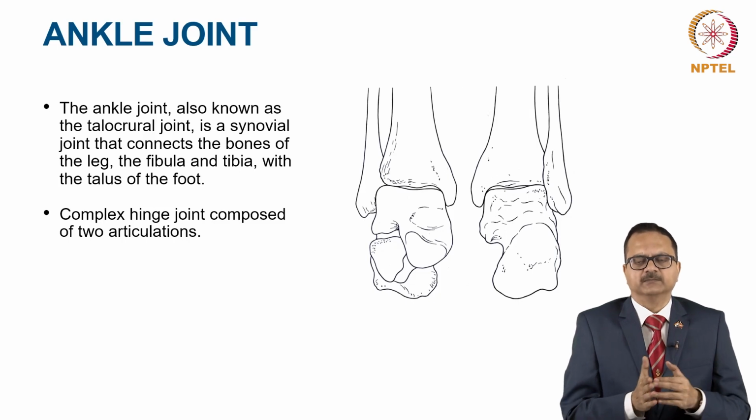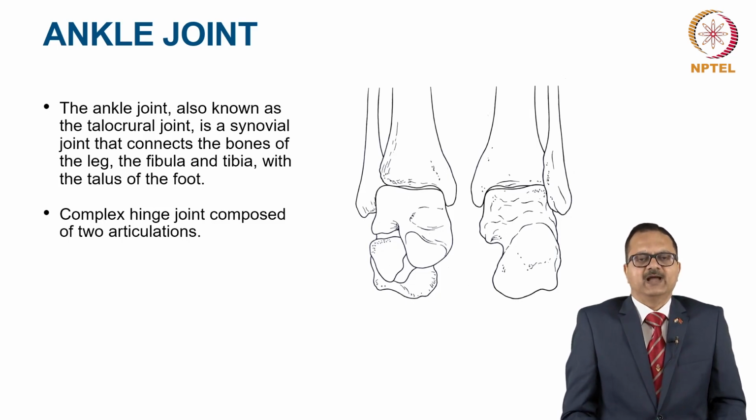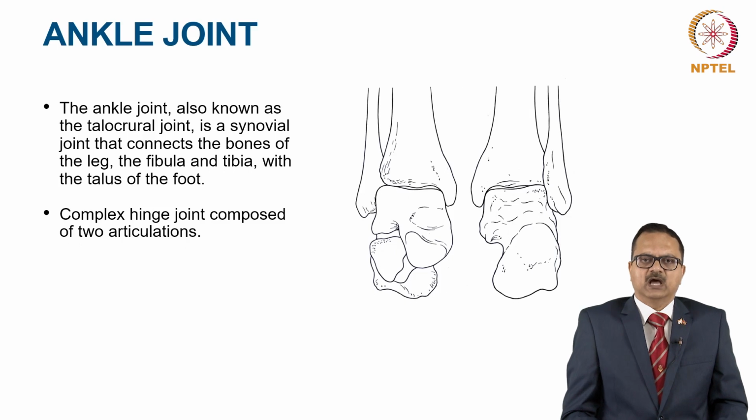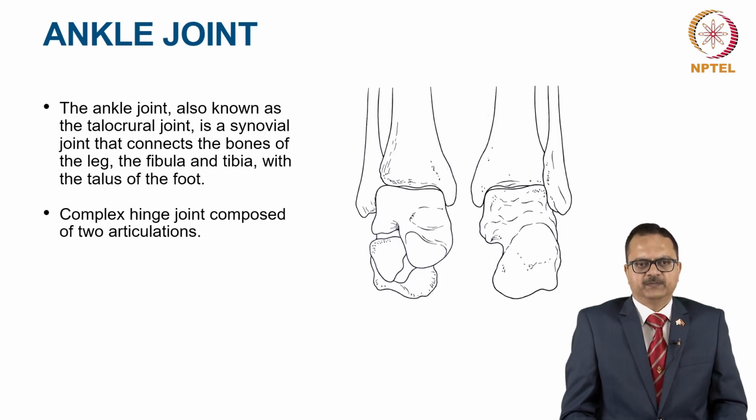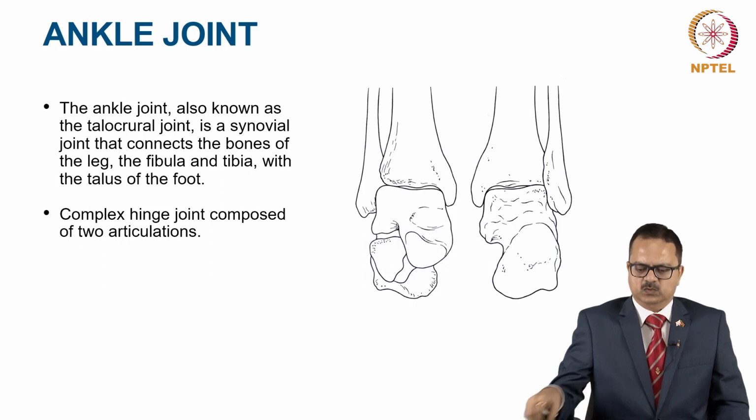Let's talk about the ankle. The ankle joint is also called the talocrural joint, and it is a synovial joint that connects the bones of the leg, the fibula, and the tibia with the talus of the foot. It is a complex hinge joint, and we must talk about the articulations around it also.